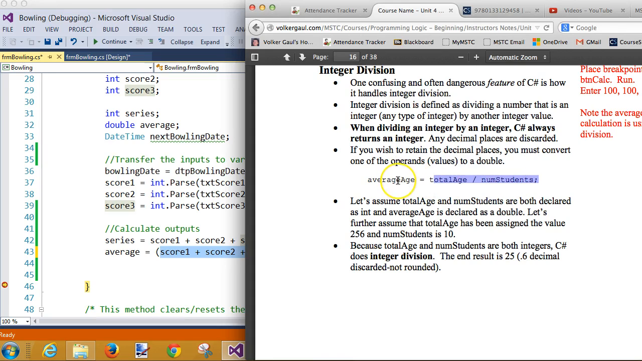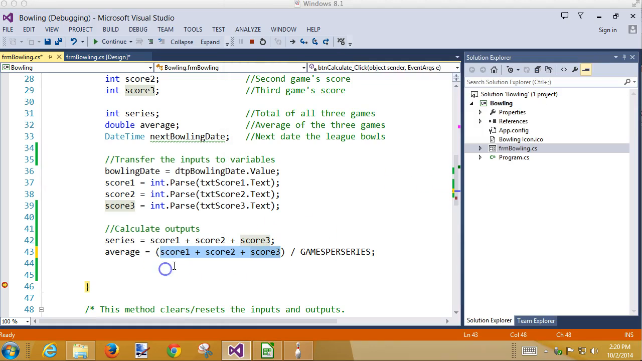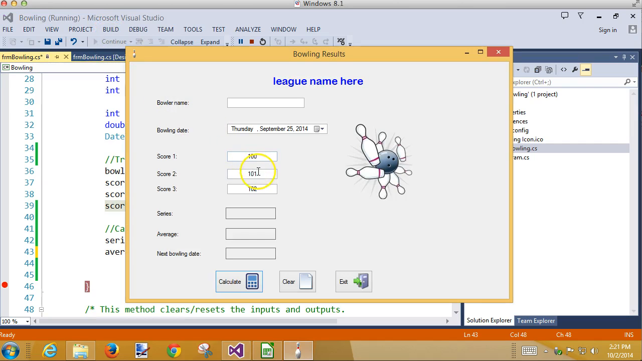Even if this is a double, it chops them off. If you want to retain them, let's save that for a second. We have the same problem here. The average is 101.0. That's the right answer. It's even a double. But what happens if I change this score to a 3 and calculate? Now it's 105. The average should be 101.66666.